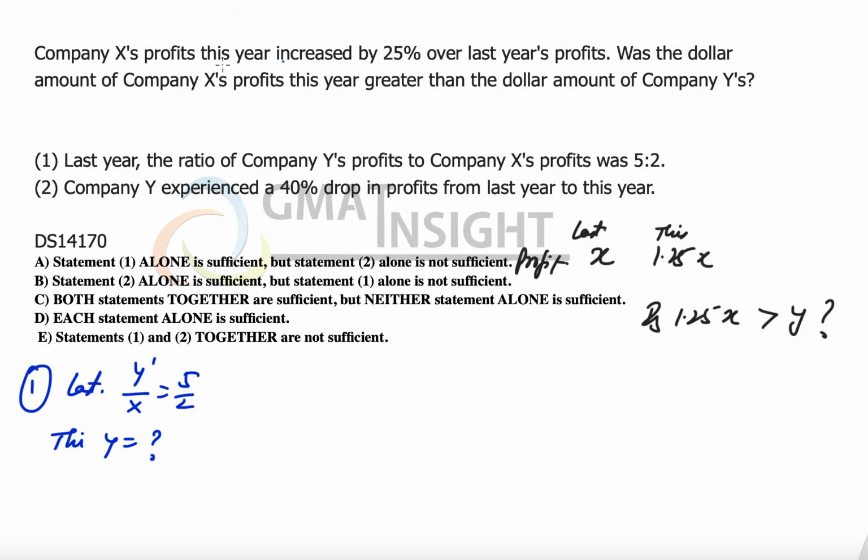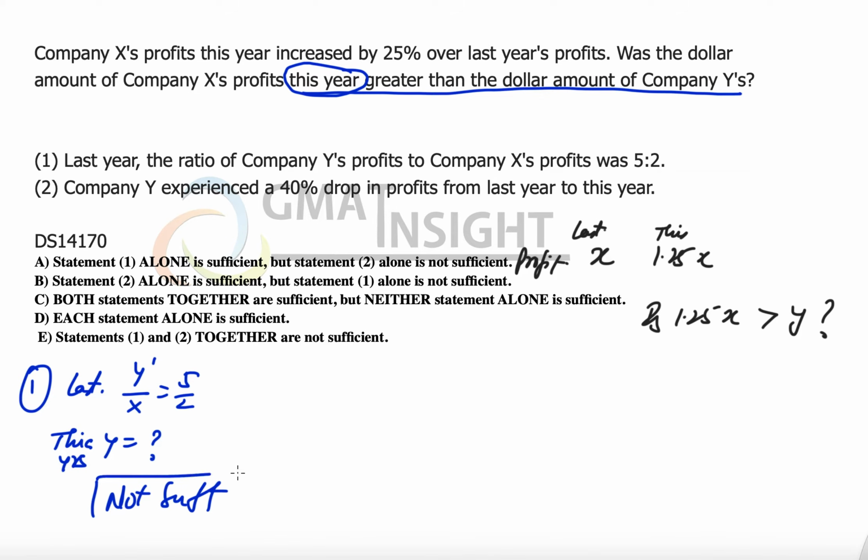And the question is clearly asking whether the dollar amount of company X's profit this year was greater than company Y's. So this year is really important. We have to look at the value of Y this year. Therefore, the first statement is clearly not sufficient to answer the question. So option A and option D can be crossed out.